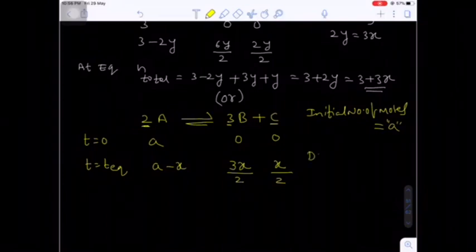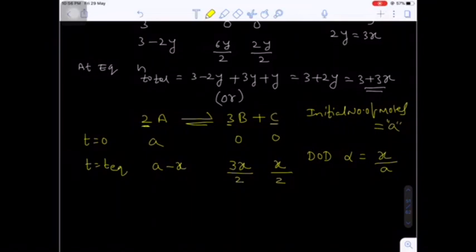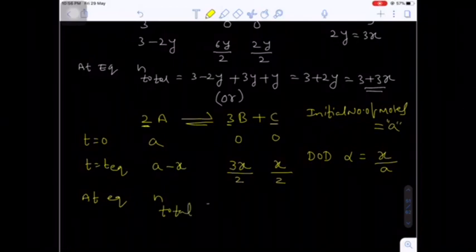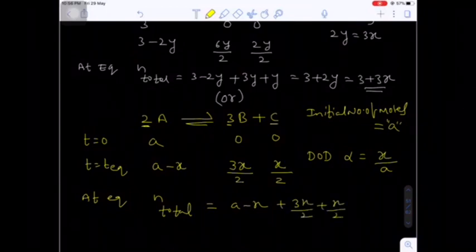Now here, what is the alpha? DOD, degree of dissociation. Let's suppose the symbol I am taking is alpha. How many moles dissociated? X moles out of small a moles. Now at equilibrium, I have to calculate the total number of moles. Total number of moles will be a minus x plus 3x by 2 plus x by 2. 3x by 2 plus x by 2 is 4x by 2, that is 2x, plus 2x minus x. So a plus x.